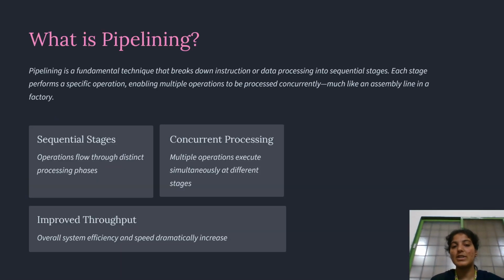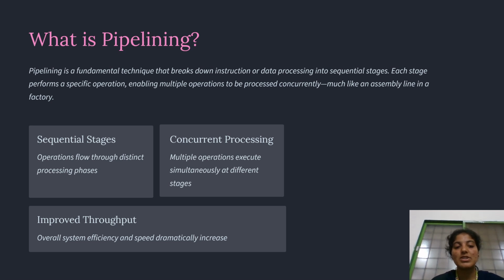Here we can see what pipelining means. Pipelining is a fundamental technique that breaks down instruction or data processing into sequential stages. Each stage performs a specific operation, enabling multiple operations to be processed concurrently, much like an assembly line in a factory. Here are three points: sequential stages, concurrent processing, and improved throughput.